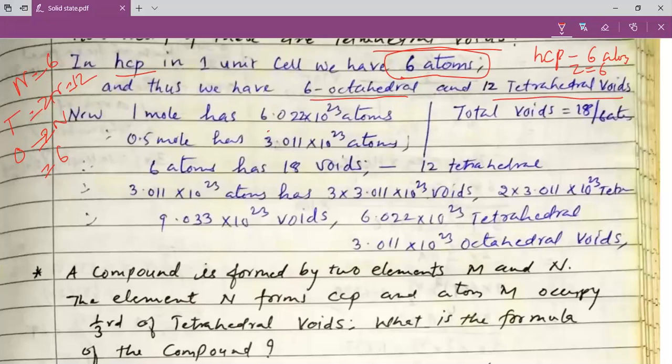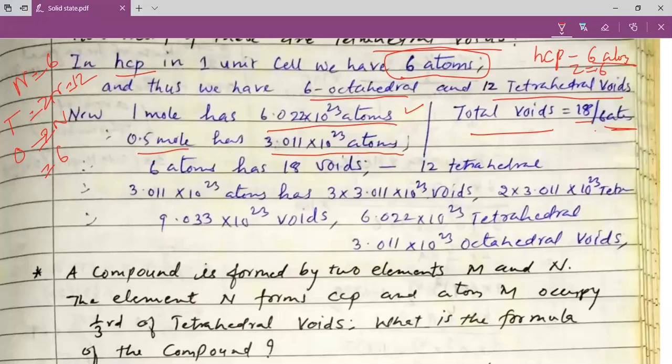Now 1 mole has 6.02 into 10 to the power 23 atoms. Therefore 0.5 mole will have 3.011 into 10 to the power 23 atoms, that is this number divided by 2. So this much of atoms are available. Now total voids that we have is equal to 18 voids, 12 plus 6, per 6 atoms. Please remember, my dear students, in hexagonal close packing, we have 6 octahedral voids and 12 tetrahedral voids. We have arranged the 6 atoms. So per 6 atoms, we have 12 plus 6, that is 18 voids.